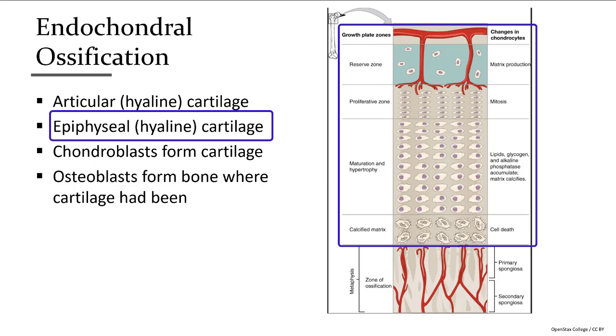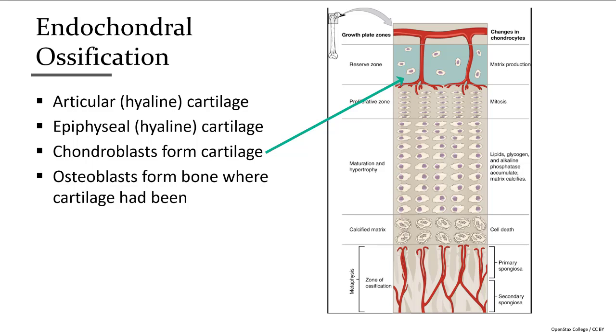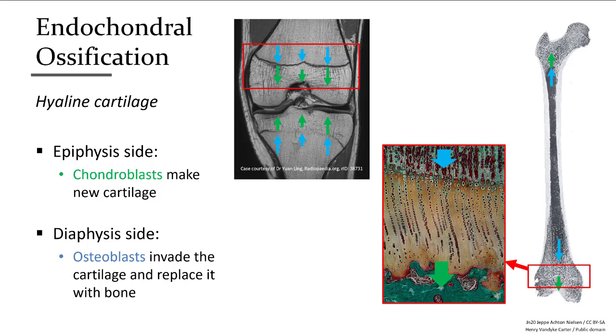It has the epiphyseal cartilage inside. Chondroblasts, that's the cartilage cells, they're forming cartilage on the leading edge, and osteoblasts are forming bone coming in behind. The basic process of endochondral ossification is that the chondroblasts create a template for the osteoblasts to fill in.